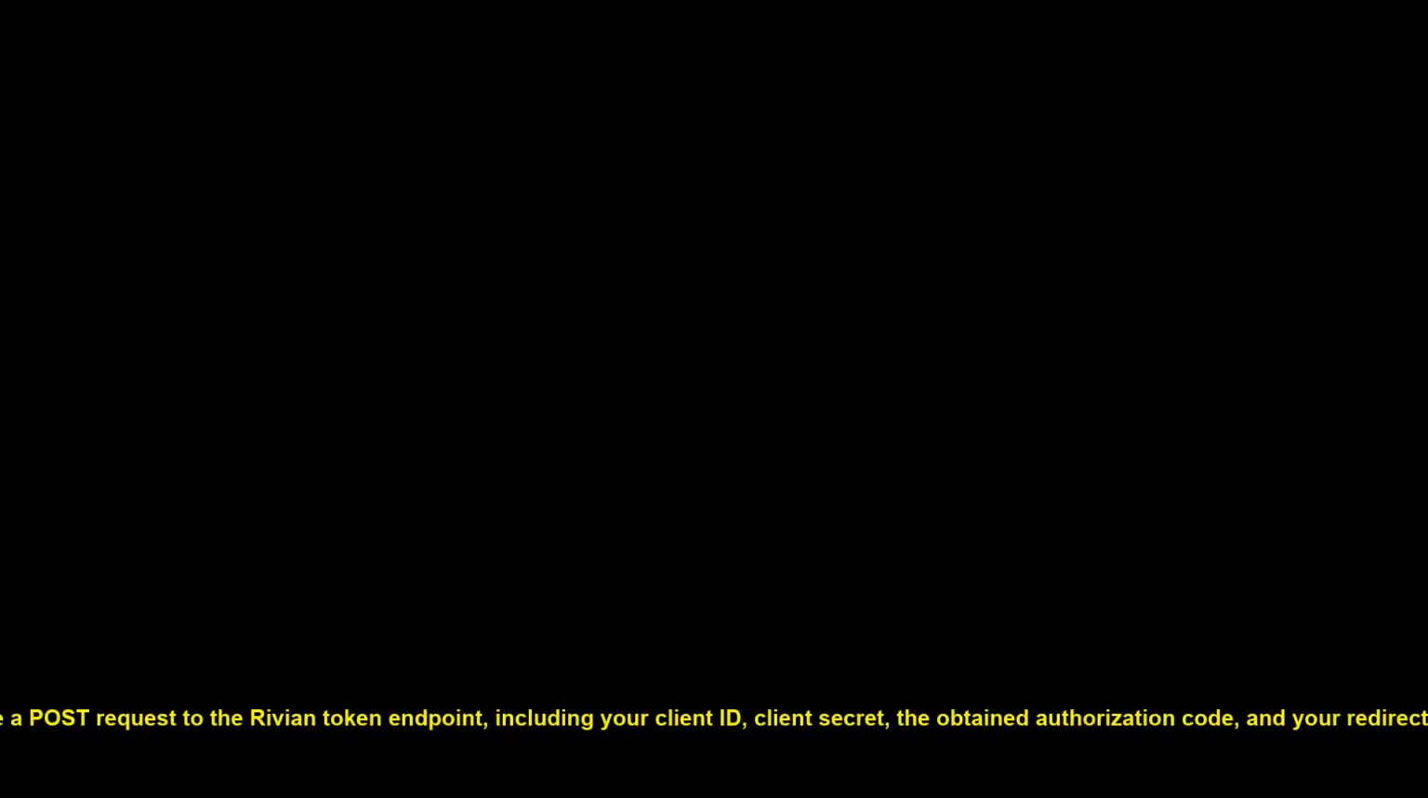Make a POST request to the Rivian token endpoint, including your client ID, client secret, the obtained authorization code, and your redirect URL. Upon successful validation, you will receive an access token and a refresh token. Store the access token securely, as you will need it for API calls. If provided, save the refresh token as well, since it allows you to obtain new access tokens without user intervention.